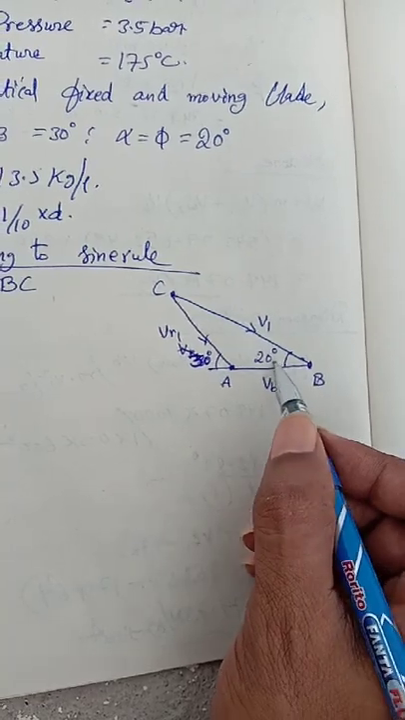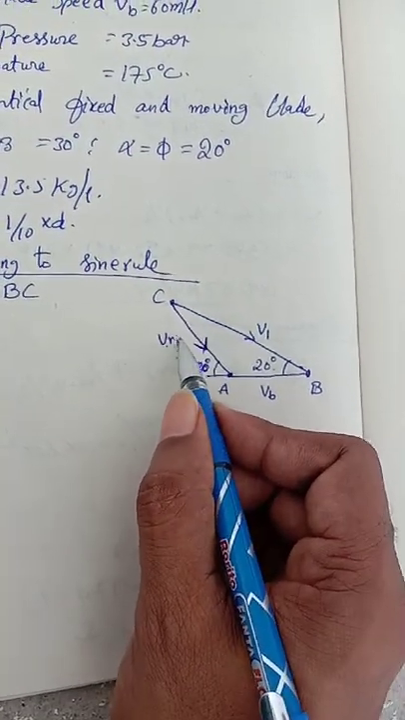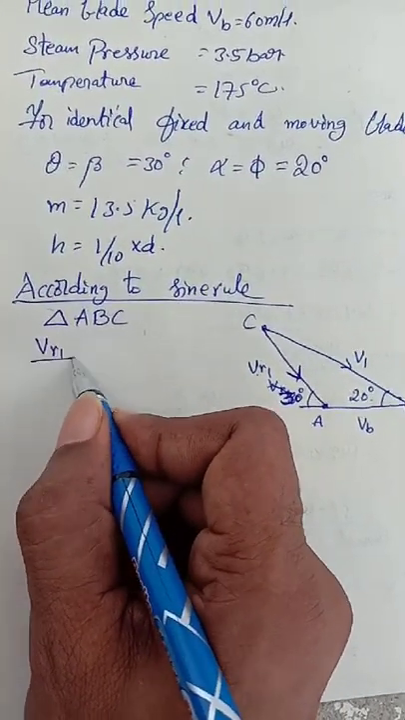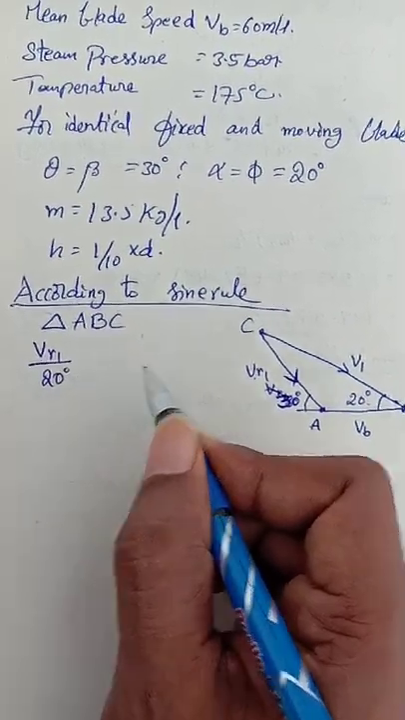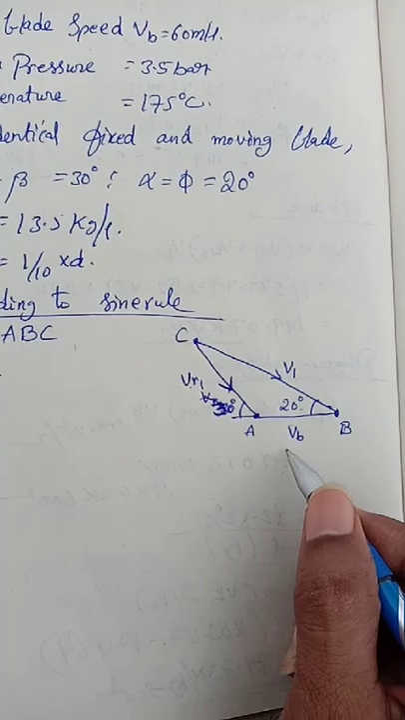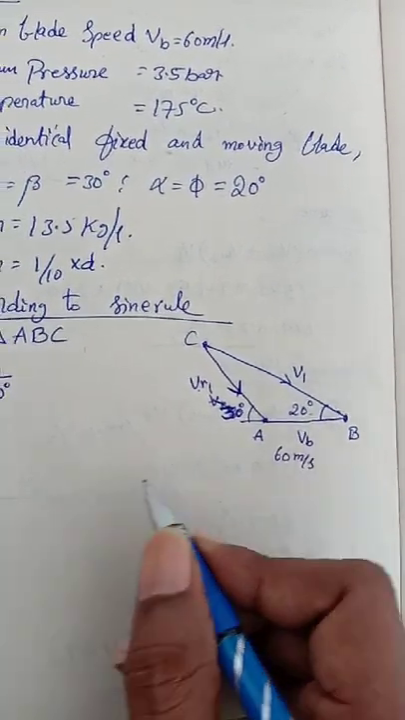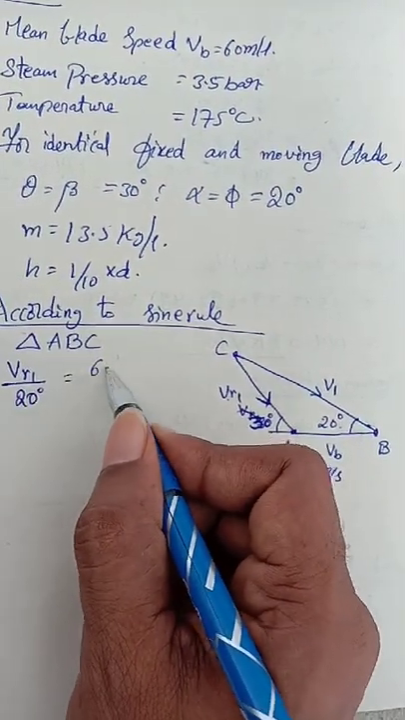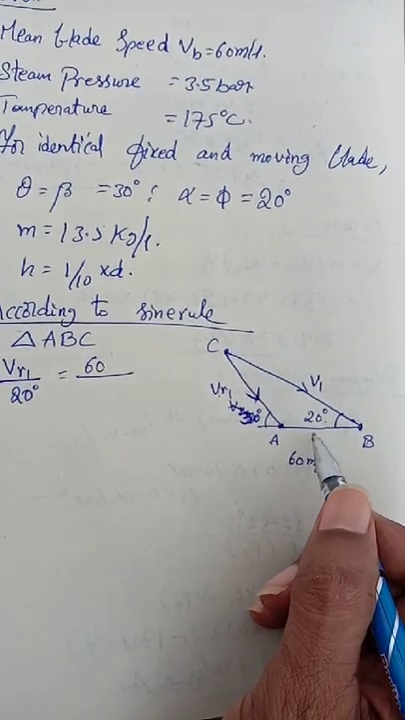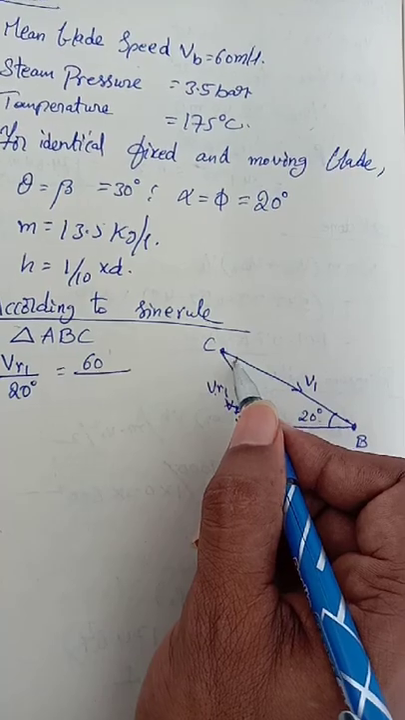Now here Vr1, you can see this Vr1 is opposite to 20 degrees. Now Vr1 divided by sin 20 degrees. At the same time, here Vb is given as 60 meter per second. Now that is equal to 60 divided by, now this is the AB. Now this angle it will come, you can take this one.